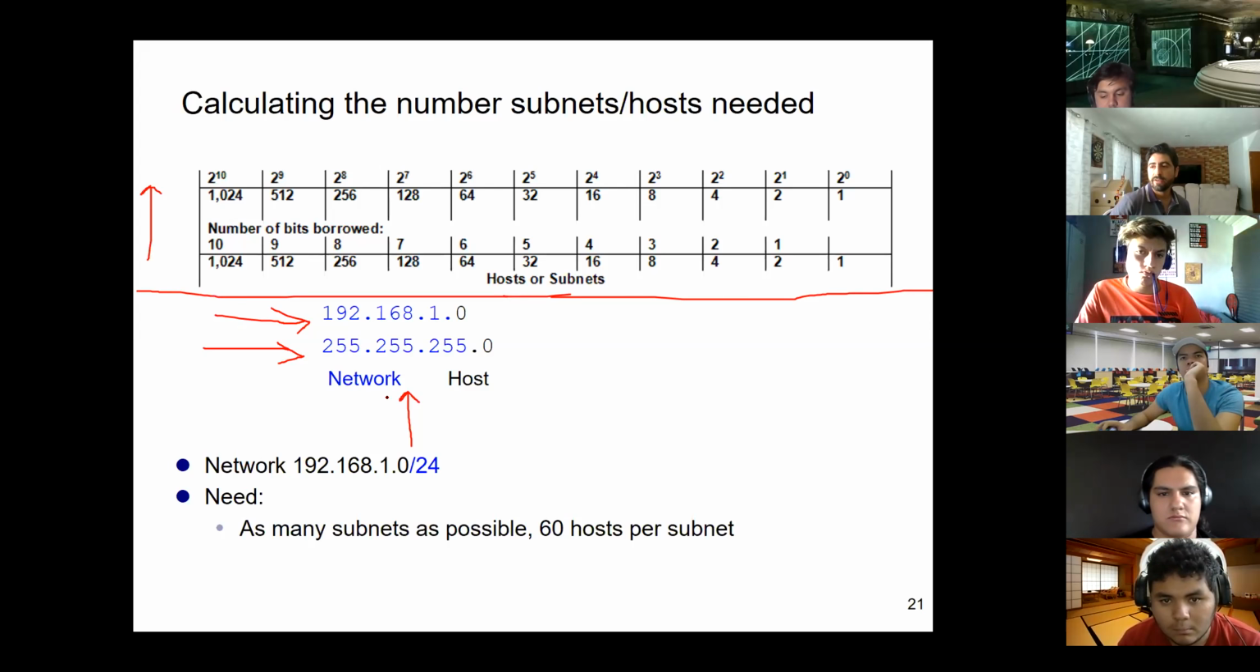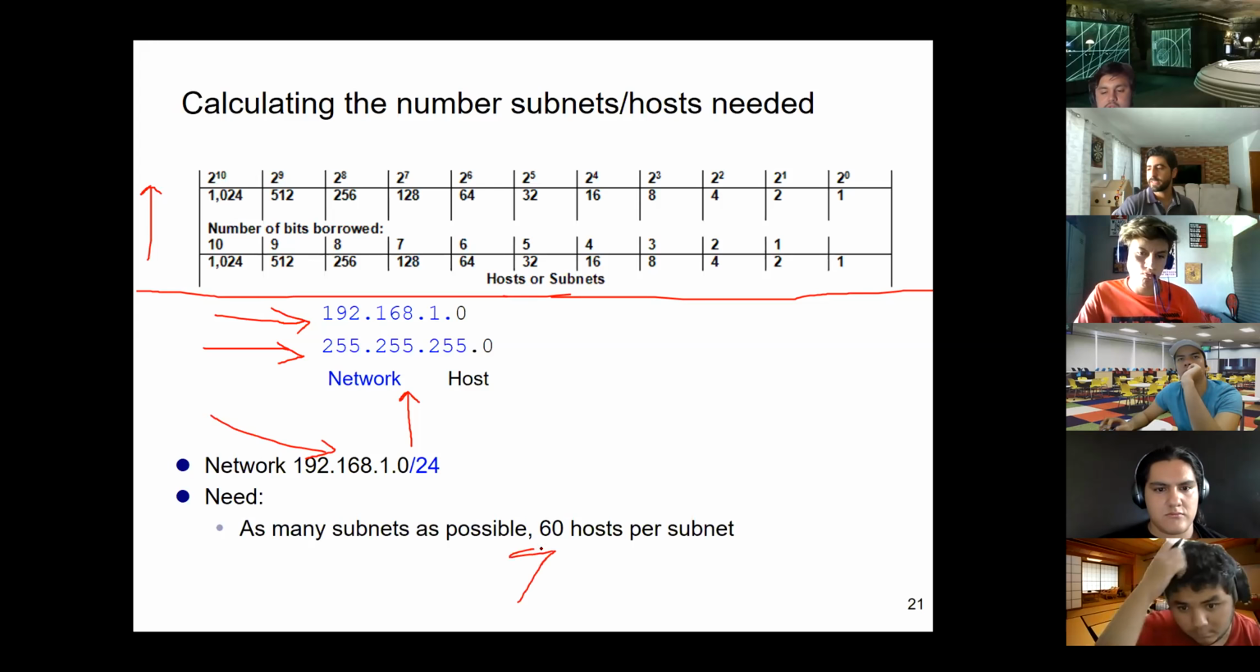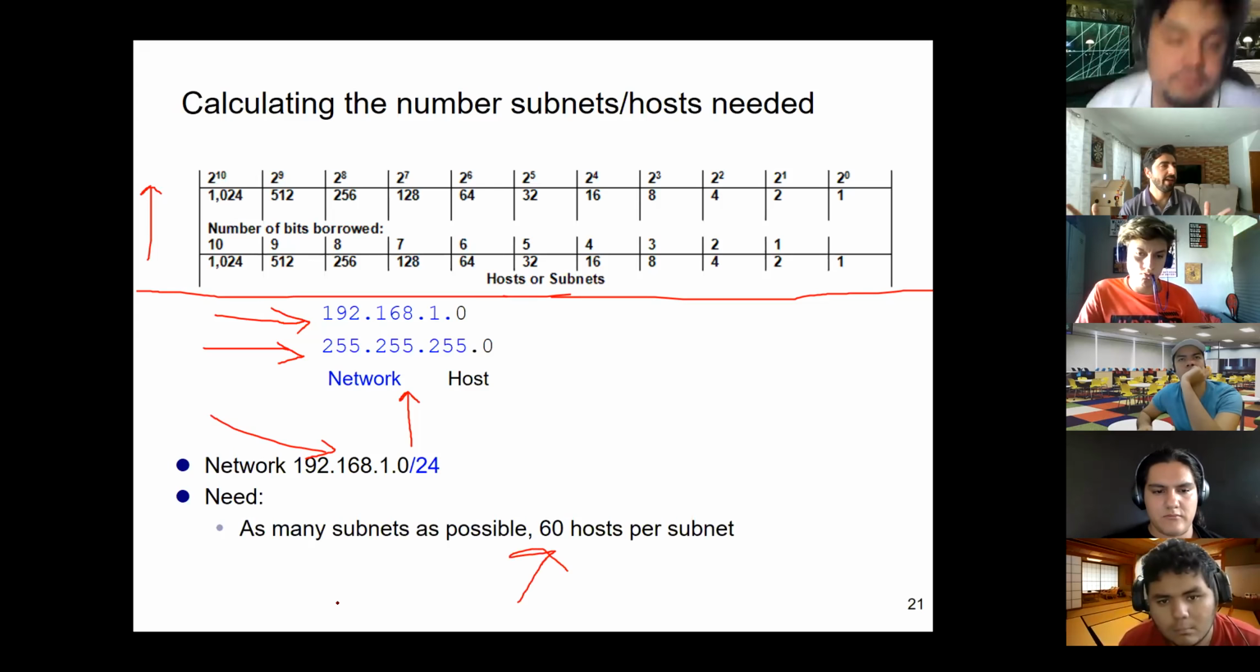They come to you and say, okay, this is your IP address. This is the subnet we have. They want 60 hosts per subnet. This is the range of the IP addresses that you can use. They come to you with this and say, I want 60 hosts per subnet. How should I manage my network now?